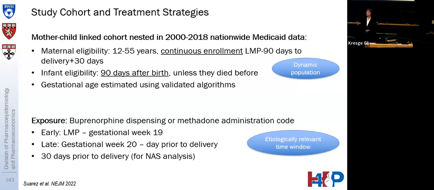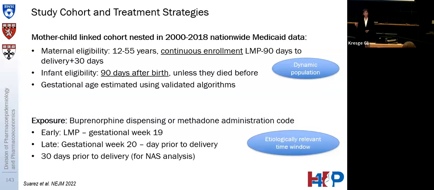So early pregnancy exposure being defined as from the start of pregnancy until gestational week 19, and then late pregnancy exposure being gestational week 20 up until the day before the delivery. Because for neonatal abstinence syndrome, we do understand what the etiologically relevant window is there. That window was defined as the 30 days before delivery.